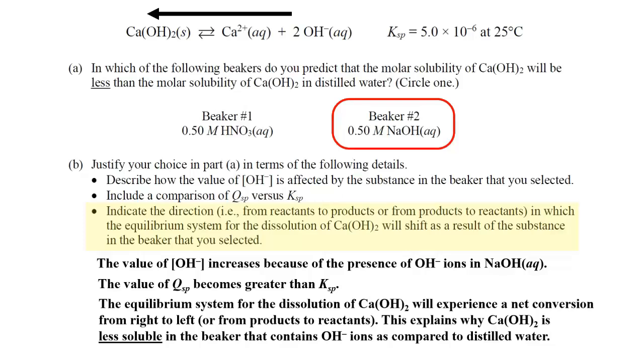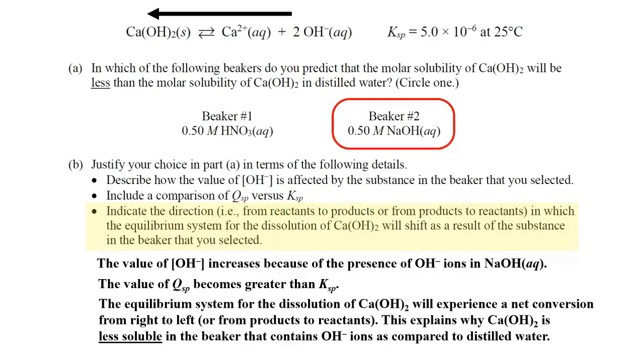compared to distilled water. This also goes back to something from Unit 7 about the common ion effect, that the presence of that common ion, the hydroxide ion, does make calcium hydroxide less soluble in a solution that already contains that common ion. Now, as we move on to parts C and D of this question, I'm going to flip it around the other way.